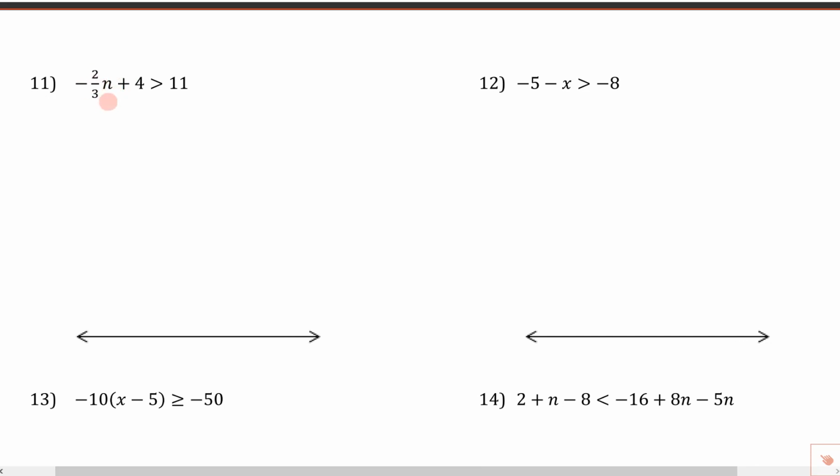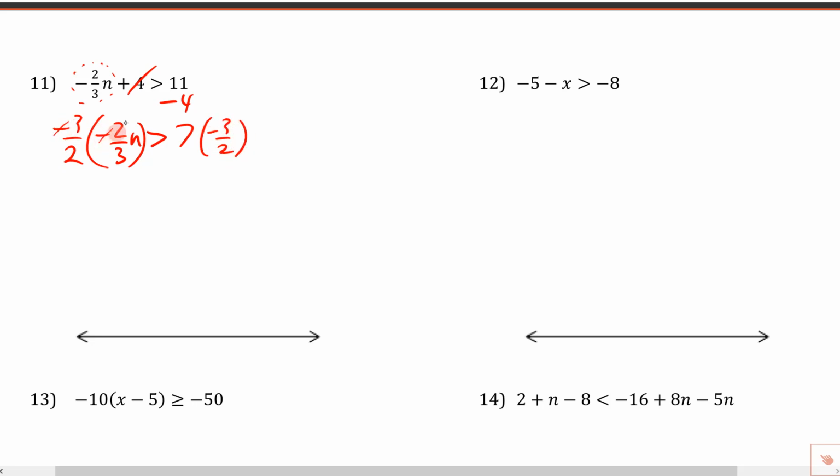Again, we're going to isolate the variable term here. This is the variable term. Those are stuck together for the time being, so I'm going to subtract 4 from both sides. I'm just going to move that to the other side there, and I get negative 2/3 n. Subtracting doesn't change the direction of the inequality, so we're going to leave it like that. And then we have to get rid of a fraction in front of the variable, so we're going to multiply both sides by the reciprocal. So I'm going to multiply this side by negative 3/2, and I'm going to multiply this side by negative 3/2.